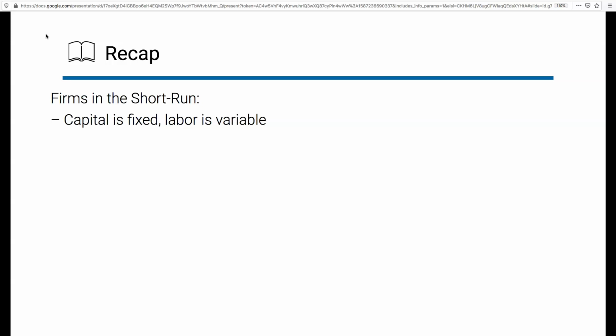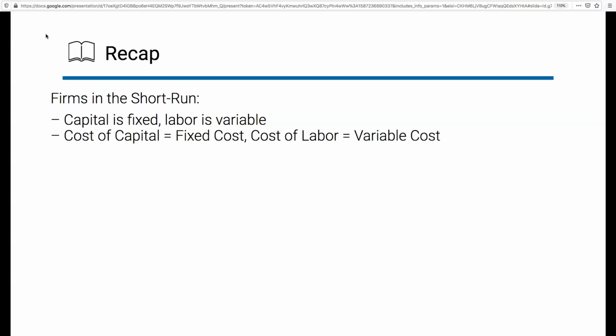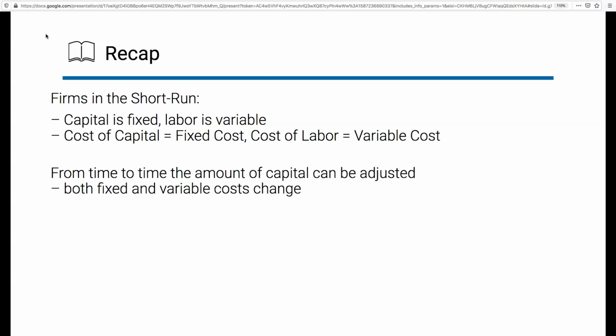In the short run, we assume that capital is fixed and labor is variable, and thus because capital is fixed, the cost of renting capital is a fixed cost. It does not depend on the amount of production, whereas the cost of labor is going to be a variable cost. It will vary with the amount that the firm chooses to produce. From time to time, the amount of capital can be adjusted, and this is when we move from the short run into the long run.